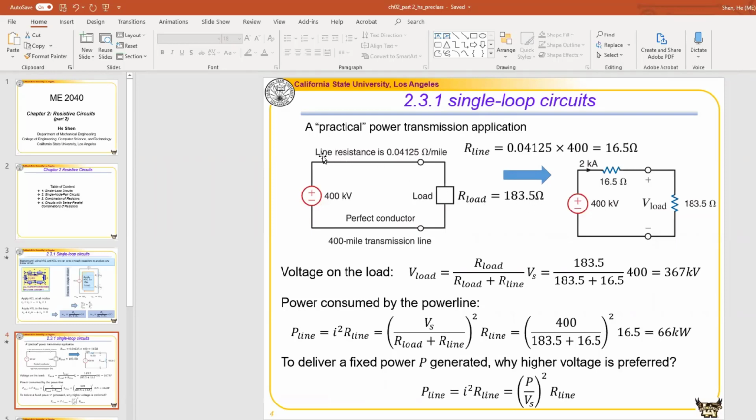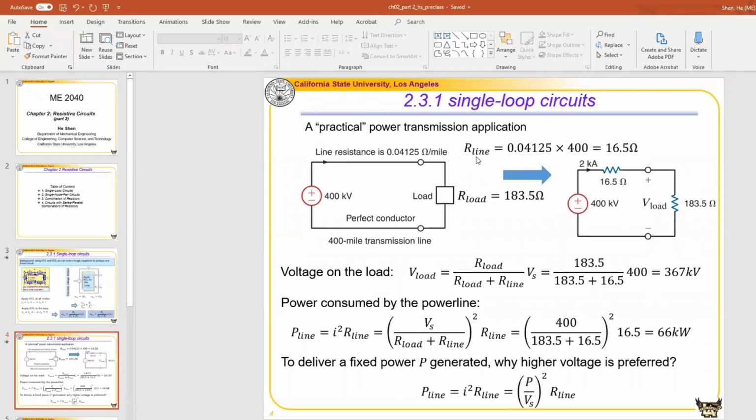And we know that for any power line, there will be resistance no matter which material you use. So for this wire that has a resistance of 0.04125 ohm per mile, and in total we have a 400-mile transmission line. If we look at this circuit, there is a resistance in the power line, and there is some resistance from the user side. So we can simplify the circuit to one power source with two resistors in series. And this resistor will represent all the resistance of this network.